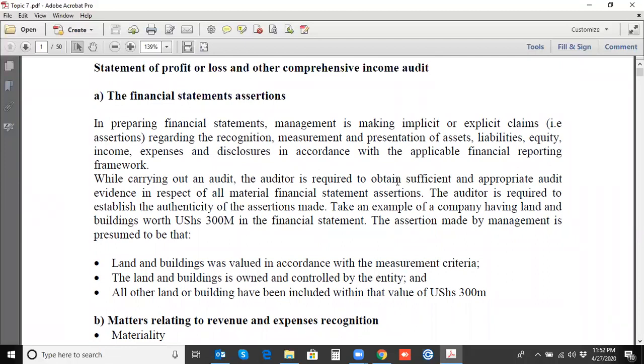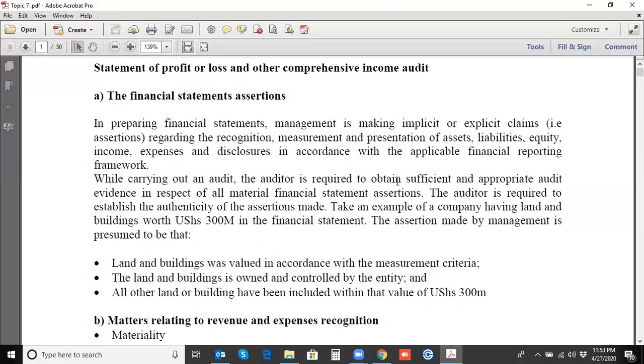One thing we have to take note of is that when management is preparing financial statements, they are making assertions, or representations, that the assets, the liabilities, the income, the expenses, and the disclosures are in accordance with the applicable financial reporting framework. This is what management is asserting. We all know that income and expenses are in the statement of profit or loss and other comprehensive income, and assets, liabilities, and equity are in the statement of financial position.